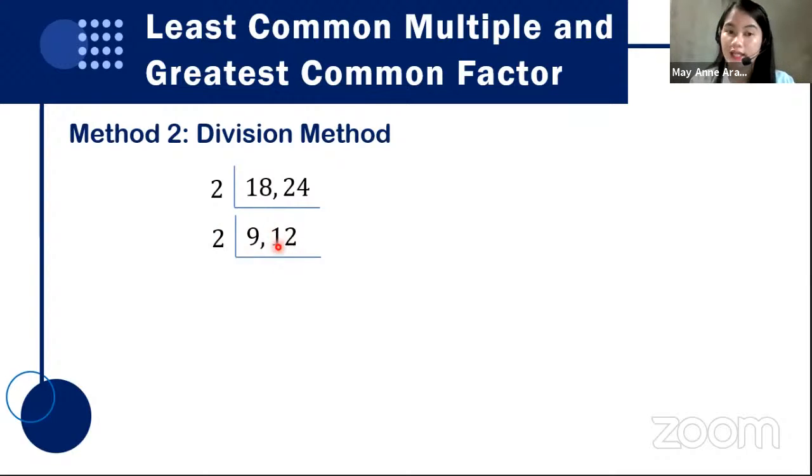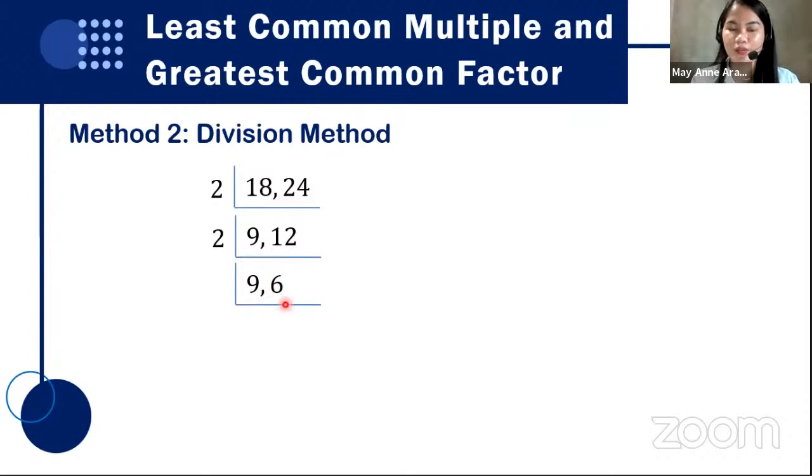No, 12 lang ha. Yung 12 lang by 2. Yung mga numbers dito, it's not necessarily na divisible both itong dalawa. O kahit yung isa lang. So you have 12 divided by 2. You just have to write 9 since hindi siya divisible by 2. And just write the result for 12 divided by 2, which is 6.